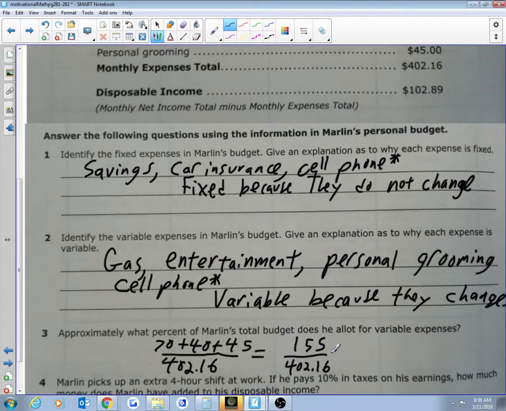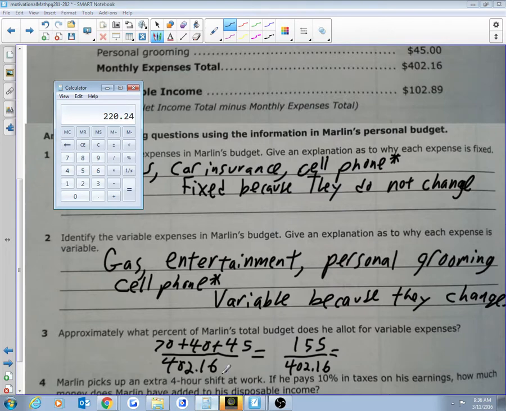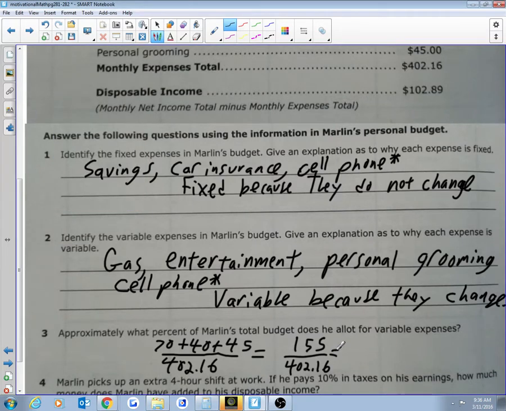out of $402.16, and we can just type that into our calculator to turn it into a decimal and then a percent. So we've got 155 divided by 402.16, and that's going to give us 38.5, roughly 39%. So I'm going to make these squiggly. Roughly 39%. Now, that's without the cell phone.